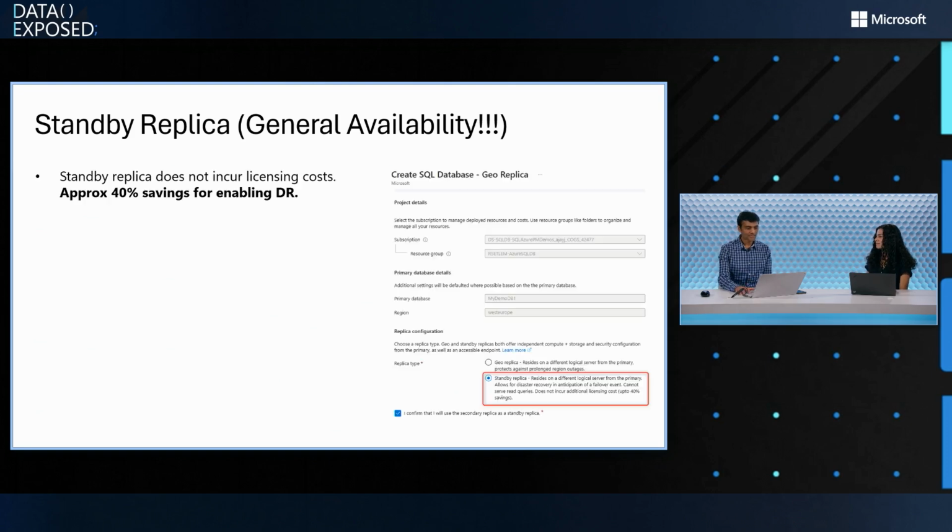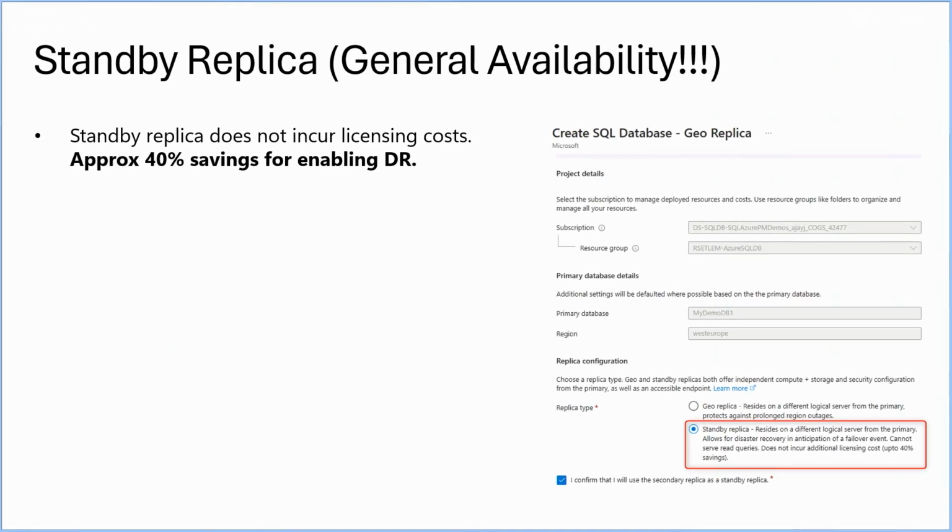Absolutely. So if you think about Standby Replica, the biggest value prop is 40% savings for enabling DR. This we have seen from customers, where they were asking, hey, the total cost of ownership when I enable DR is high, and how can we get it reduced? So what we have done, as you can see in this picture here, when you create a replica, you get an option for GeoReplica, which is your full-blown replica, which incurs license cost. And then you also have Standby Replica. And the catch with Standby Replica is, as long as you're using it just for reads, we take off the license from the resource, meaning you get up to 40% savings.